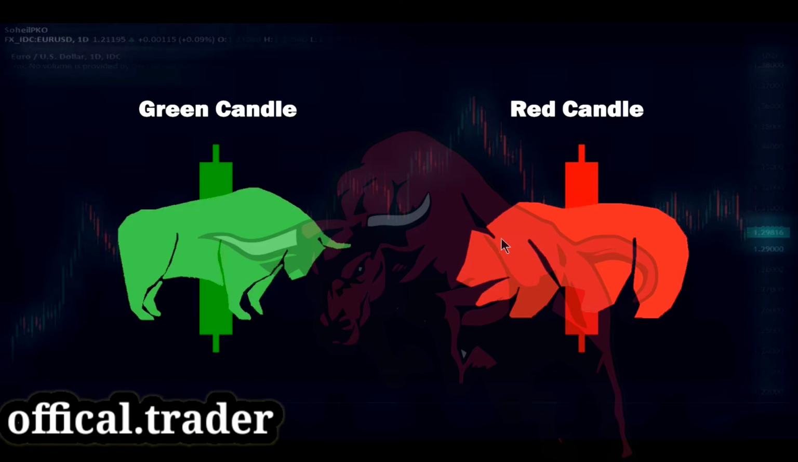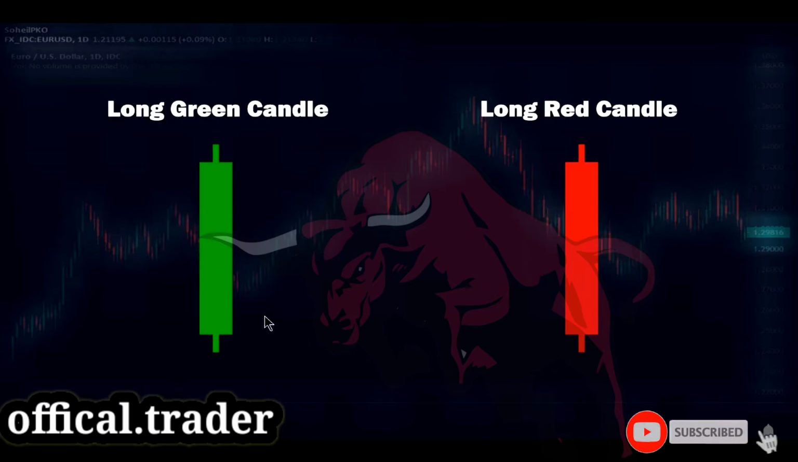So now you understand why the open and close are important, because by knowing the opening price, you have an early view of the battlefield, and by knowing the closing price, you realize who had the upper hand in that session. So a long green candle, like the one you see here, that actually has a long body and small shadows, shows a bullish period, and a long red candle shows a bearish period.